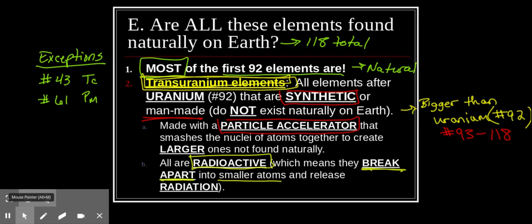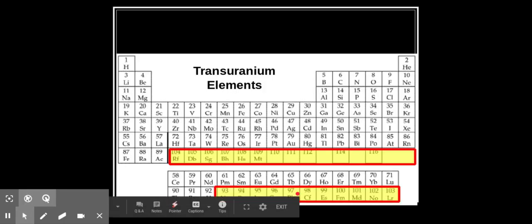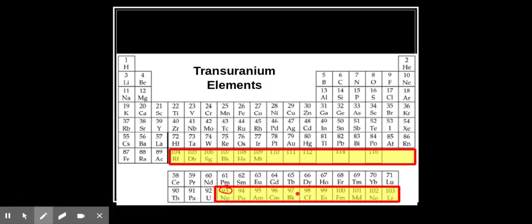So again, most of the first 92 elements are found naturally. All the rest, 93 and above, are called transuranium elements, and they are made in a lab using a particle accelerator. Here's an image showing you those elements. So we have 93 here. These are the transuranium elements. 93 finishes out the actinide group and then picks back up here in the periodic table through number 118. Those are the transuranium elements, and these are synthetically made. Synthetic, which means that we make them in the lab.